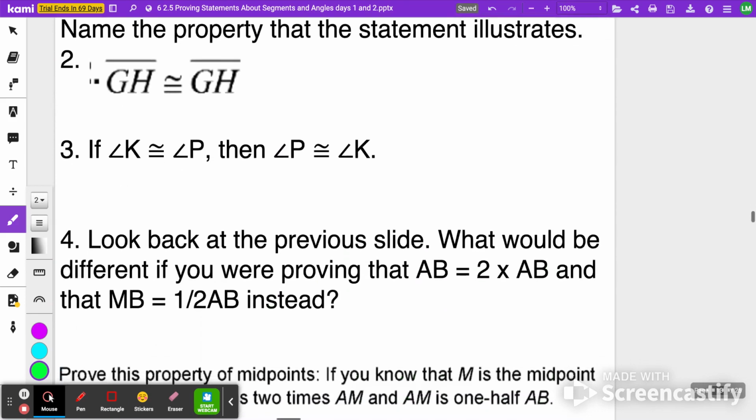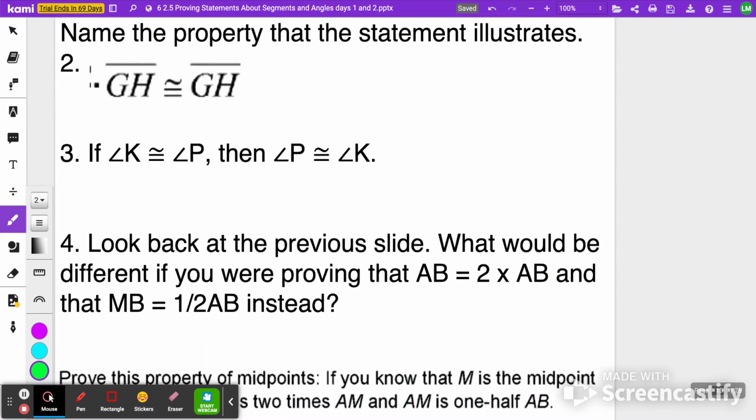Okay. Last little bit, naming the property that each one of these illustrates. Let's go ahead and pause here, take a moment to try it, and when you're done, click play. This first one is the reflexive property, and then the next one is the symmetric property.